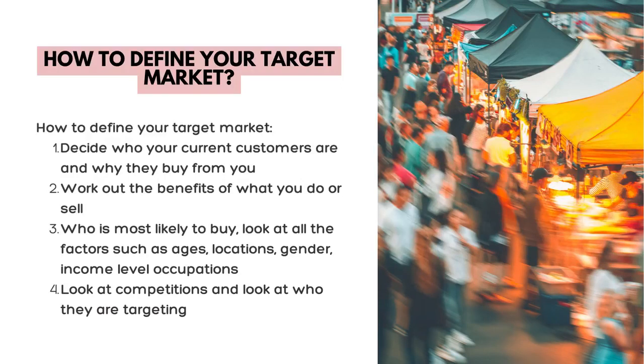Number three, who is most likely to buy from you? Look at factors like age, location, gender, income level, occupations. So like the normal stuff that you'd look for in a buyer persona, basically. You're looking at who your market is. And the last one is to look at your competition and look at who they are targeting. I have briefly mentioned this in terms of the strategy side of things, so this is a bit more in depth of what you need to be looking for.